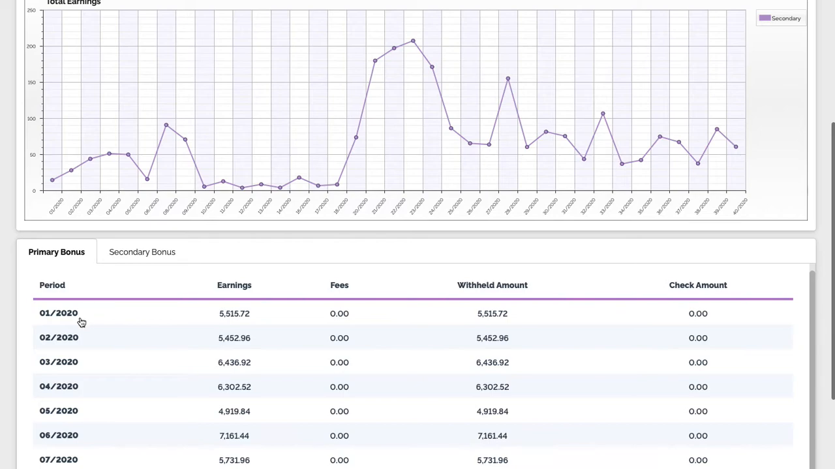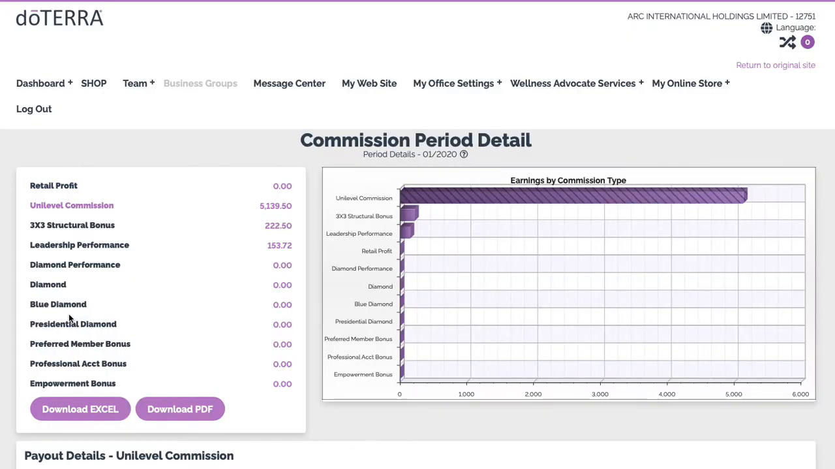Now the fun thing here, if we want to look at one of these checks, you can actually click. The hand shows up there. You can see the detail of any one of these checks. So let's go ahead and put the detail here. It's going to pull up my detail. Where does it come through here? Unilevel. How much came from my power of 3 bonus? How much came from my leadership performance or retail profit? Here is the detail, the breakdown.